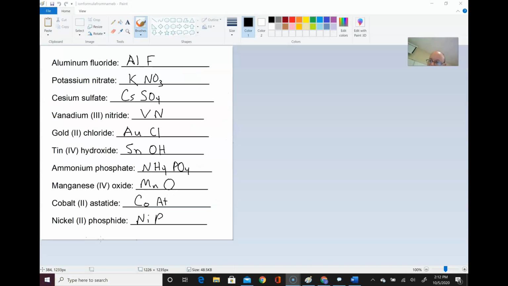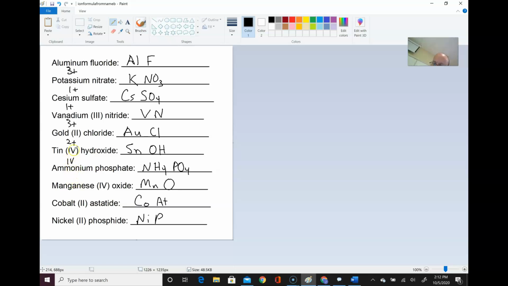Okay, so aluminum, it's in column 3A, so its charge is going to be 3 plus, right? Potassium is in column 1A, its charge is going to be 1 plus. Cesium is in 1A, its charge is going to be 1 plus. Vanadium, we've been told that its charge is going to be 3 plus, because that's what the Roman numeral means, right? That's the number of the charge. Gold is going to be 2 plus. Tin is going to be 4 plus.